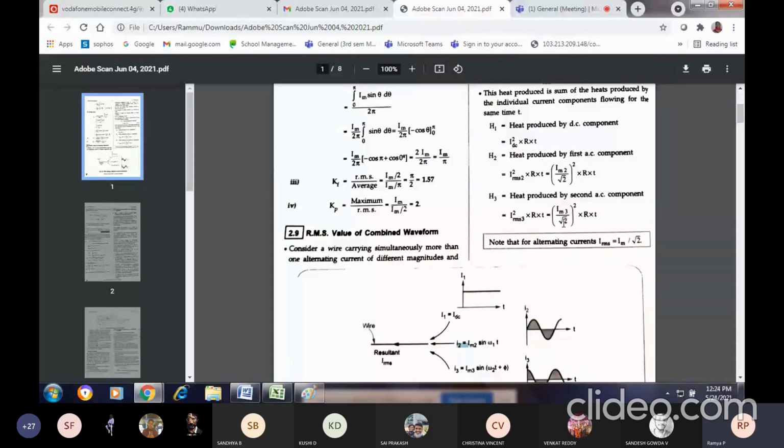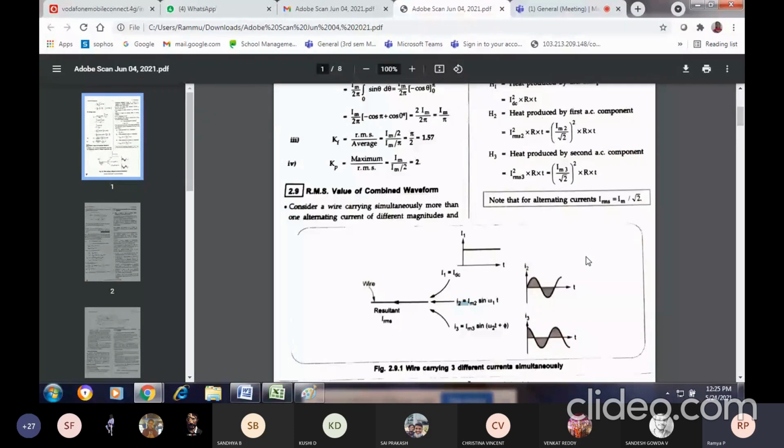Now I have got the heat production of different current parameters individually. If I want to find out the total RMS current, then you should find out the total heat produced in that particular wire. So how are you going to find out the total heat produced?